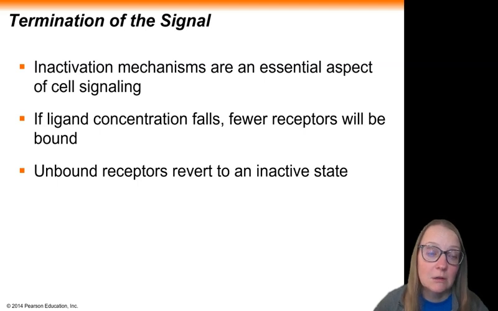Typically, the way the cell or an organism will do this, it will essentially eliminate the signal. If the ligand concentration falls, then fewer receptors are activated because they're bound, and therefore fewer of the receptors will elicit an intracellular response. The unbound receptors will then also revert back to an inactive state, and they kind of just slumber there until maybe it is necessary to produce a signaling molecule again, and then once it's produced, the receptors can bind to it and activate the process once more.